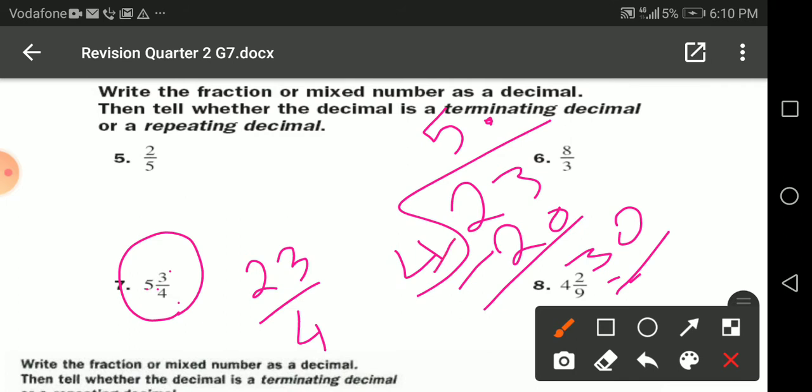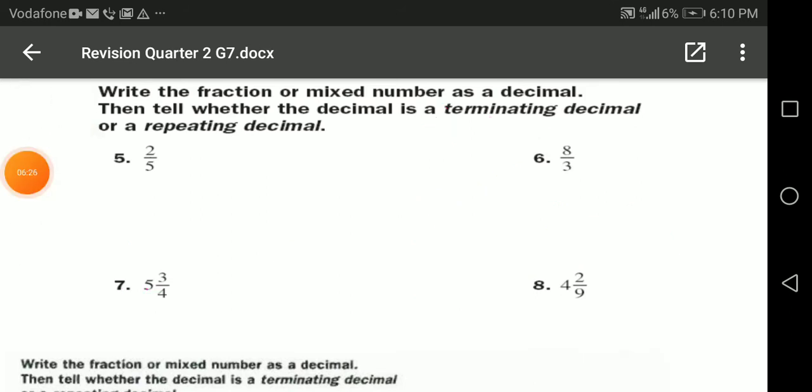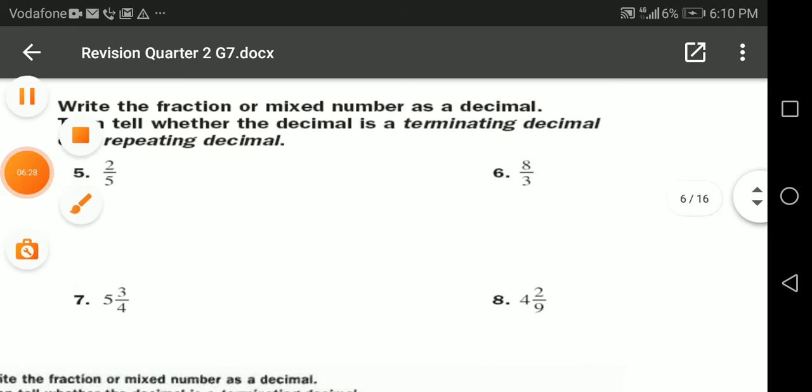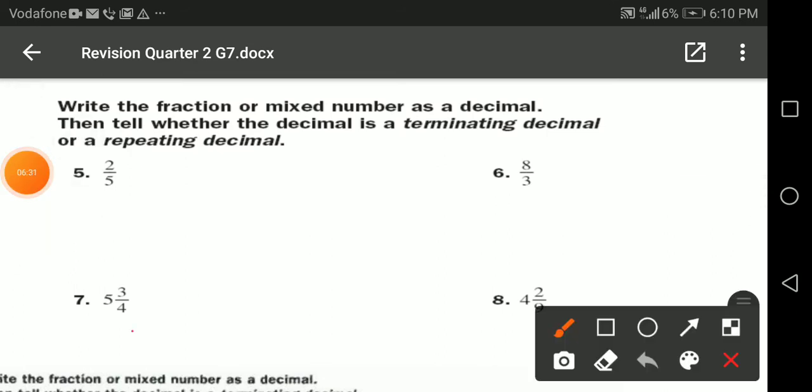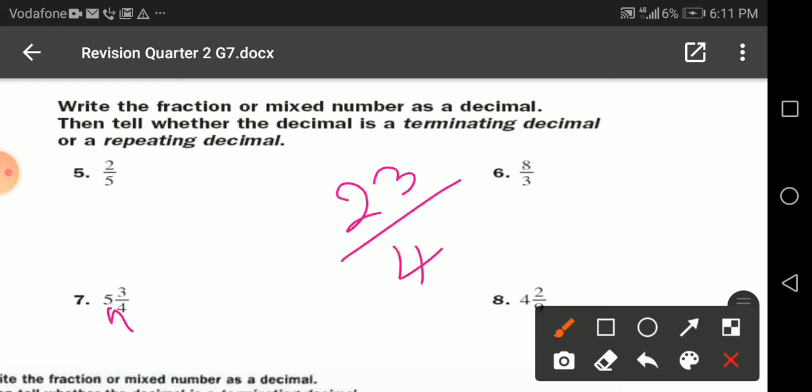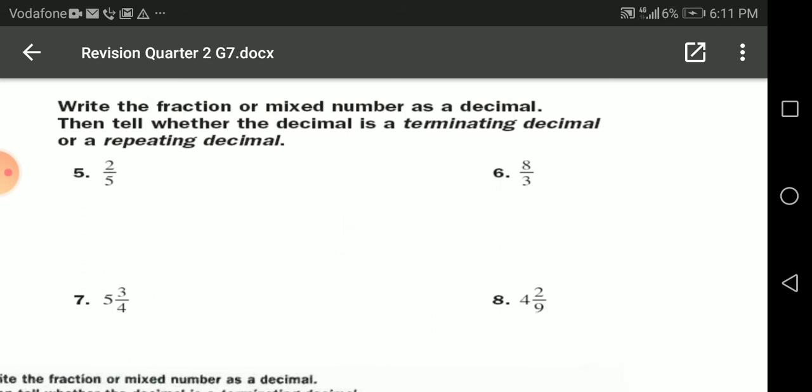What times 4? I didn't see. So I have here, so gives me 7. Okay, it's erased, it's okay. So again here we have 4 times 5, 20, and we have 3, so it's 23 over 4. Okay, so after this I will say 23 divided by 4.